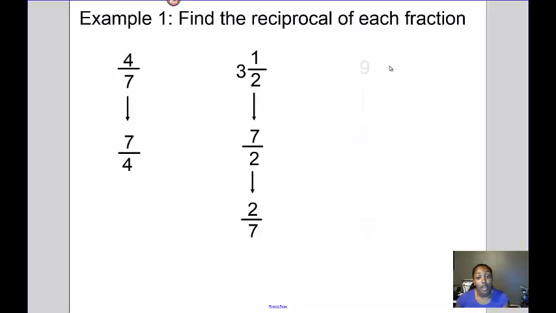Even when you have a whole number, you can find the reciprocal. So the first thing you'll do is make the whole number into a fraction by placing it over 1. And then once you have made the whole number into a fraction, then you can flip it over. And so the reciprocal of 9 would be 1/9. So a reciprocal is when you take a fraction and you flip it over.